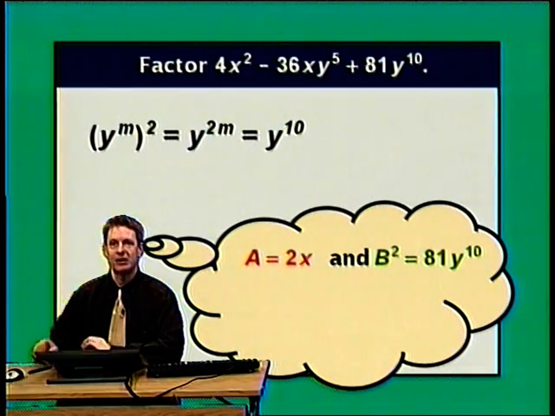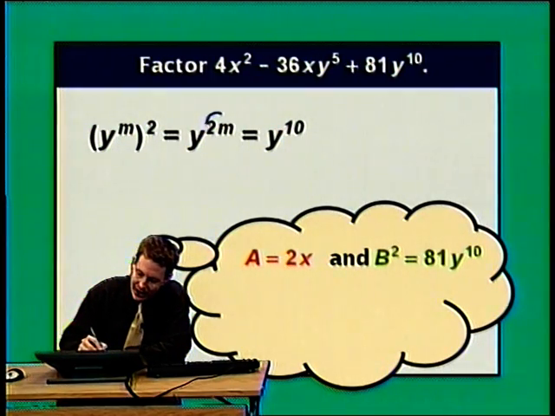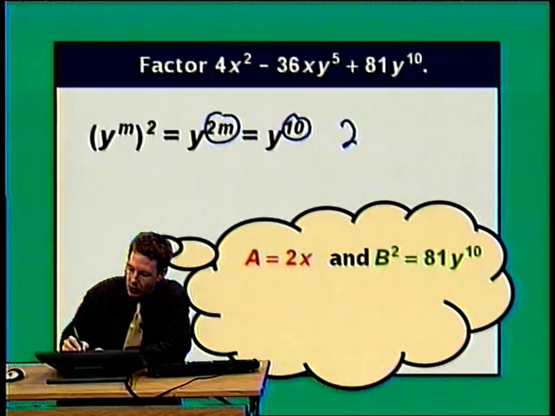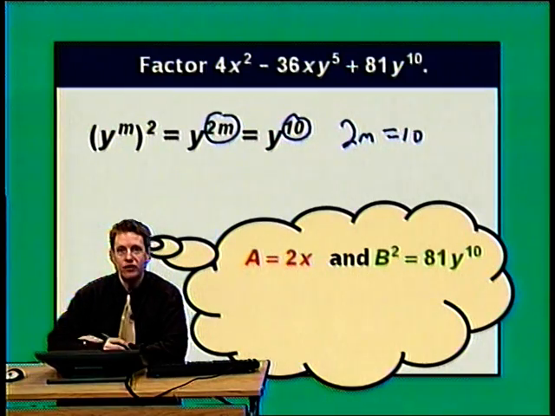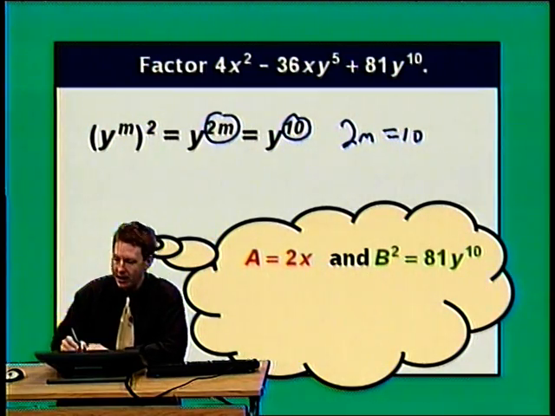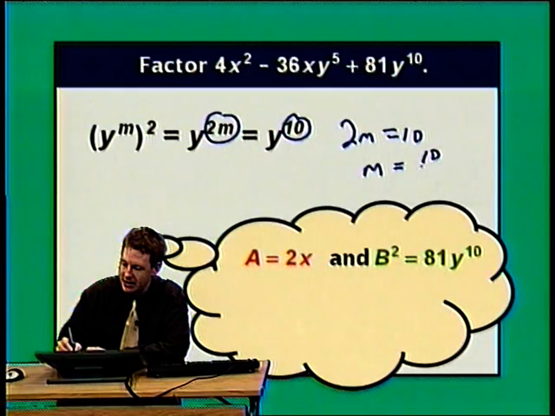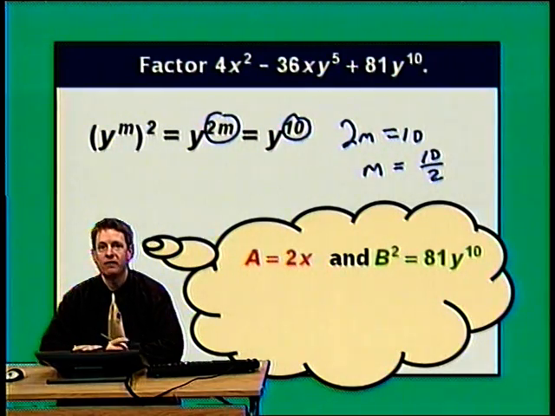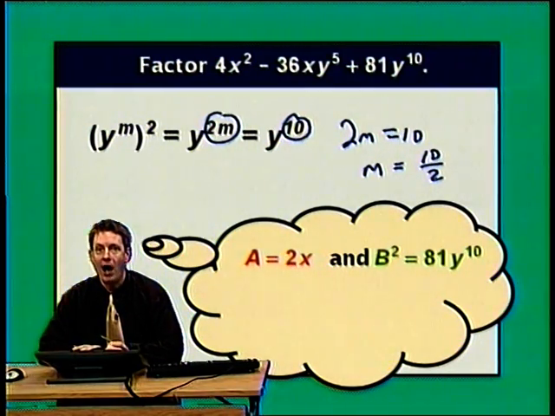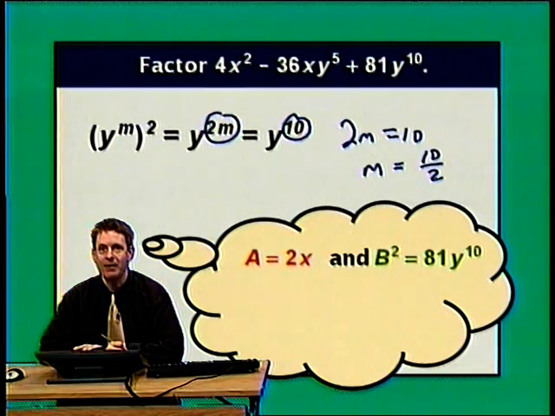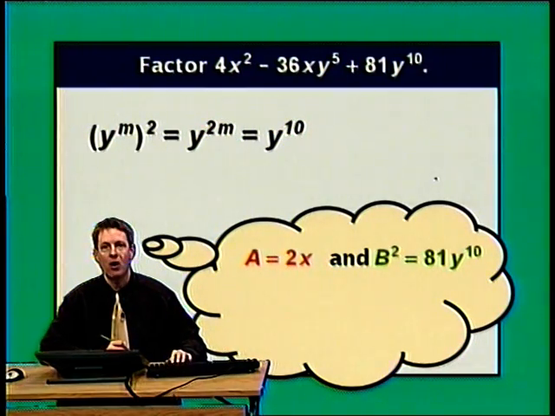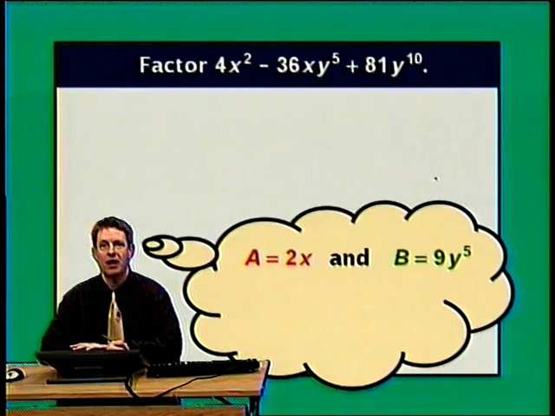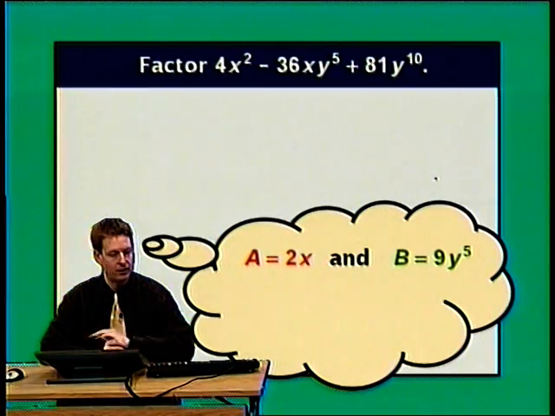We want our exponent on y to be 10. So I think the only way that's going to happen is if 2 times m equals 10. And if 2 times m equals 10, m has got to be 10 divided by 2. To find our exponent on y in our b expression, we need to take our exponent on y in our b squared expression and divide it by 2. So that means altogether that b is going to turn out to be 9y to the 5th.